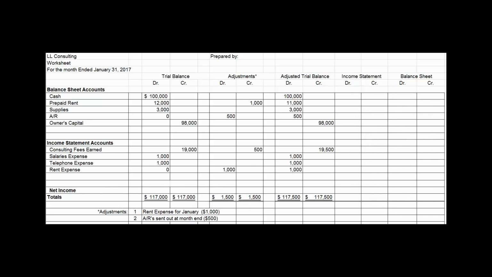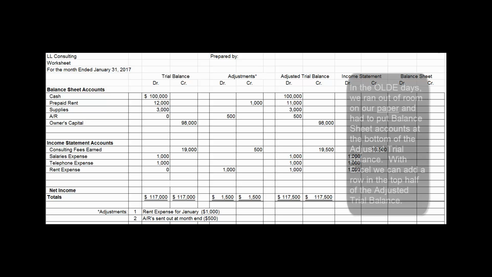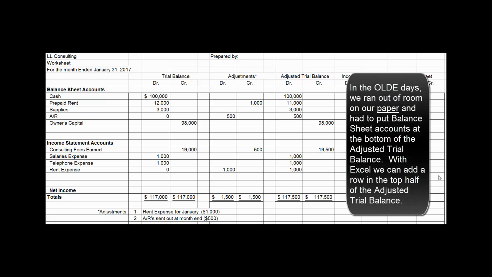So in this example, we were smart enough to have all our revenue and all our expenses down here in the lower half. So to create the income statement in columns 7 and 8, we just have to move over the income statement numbers. Now, back in the old days when I did these things, we didn't have Excel, so we had big pieces of paper, and sometimes we'd have to add balance sheet accounts down here at the bottom. And you may see that in some of the homework. That's really not very fair, because nowadays if we need to add a row into the balance sheet account, we just add a row in Excel.